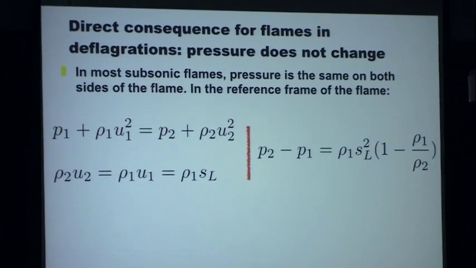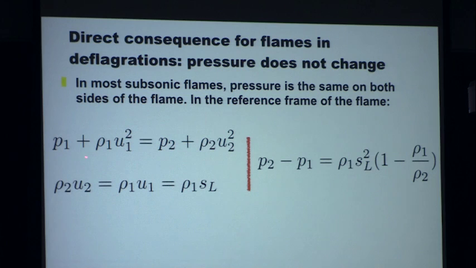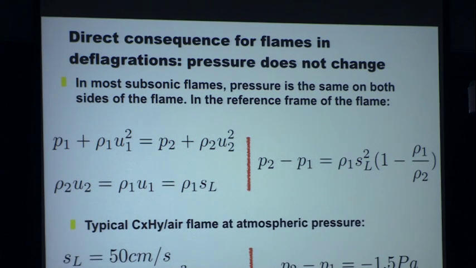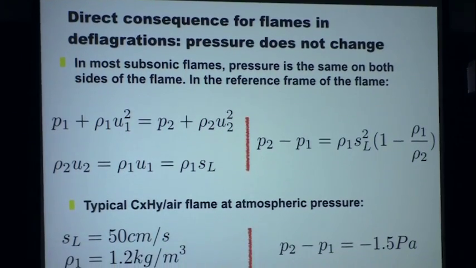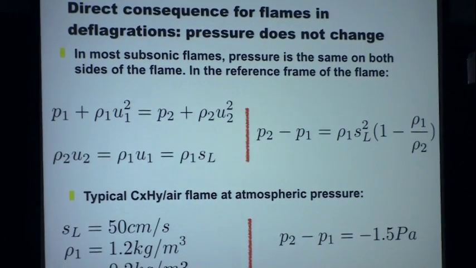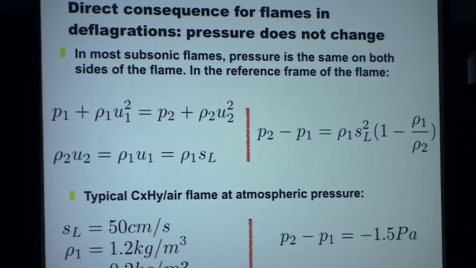Just a word here about the subsonic flames case. If you write, for the low speed flames, the pressure jump between the two sides, and you use the continuity of the mass flux, you end up with the pressure difference between the fresh and the burnt gases being equal to the flame speed squared multiplied by ρ1 multiplied by (1/ρ2 − 1/ρ1). This thing is negative. And if you look at a typical laminar flame like this one, that means the pressure difference between the fresh and the burnt is 1.1 Pascal. Which really means you can say pressure is constant. This is what we're going to be using for all theoretical work. Constant pressure is a very good approximation.